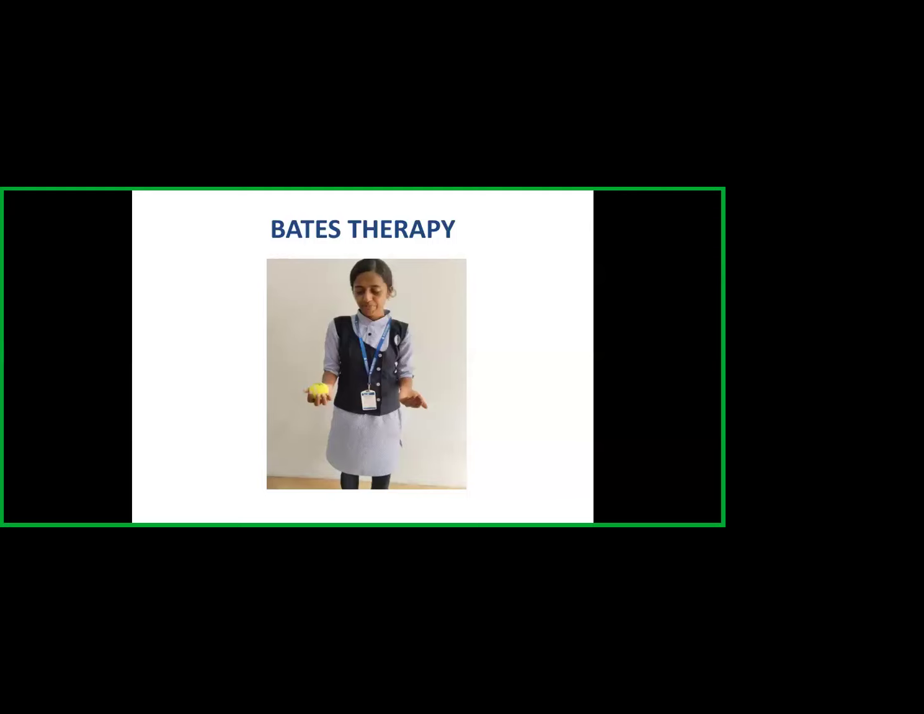While performing this also, the head should be stabilized. The head should not move. Only the eyeballs have to move along with the ball. The vision has to be concentrated with the eyeballs.